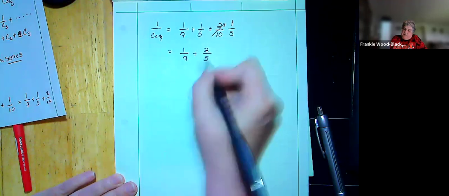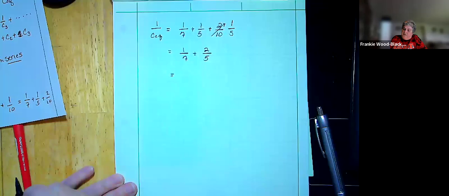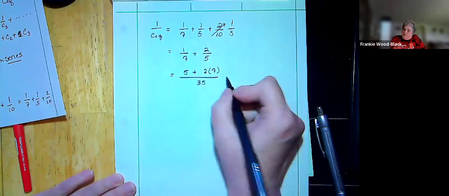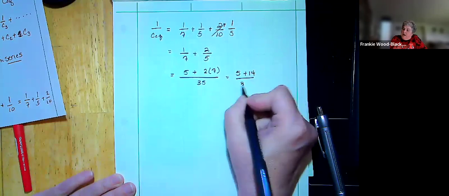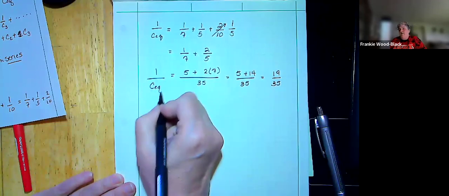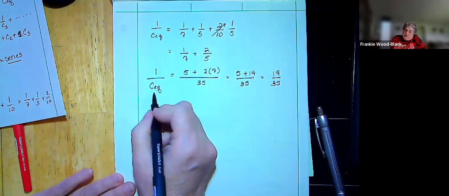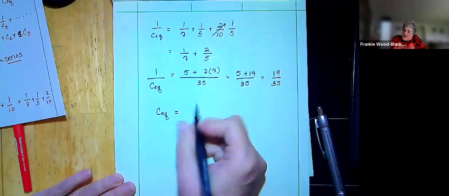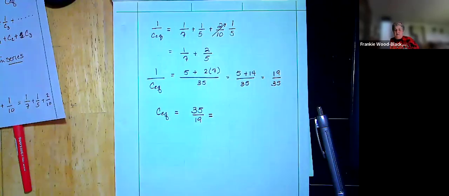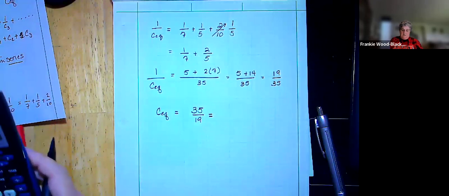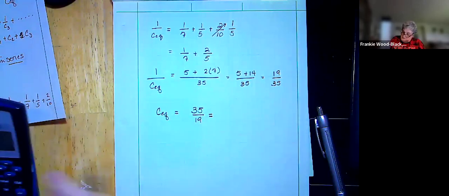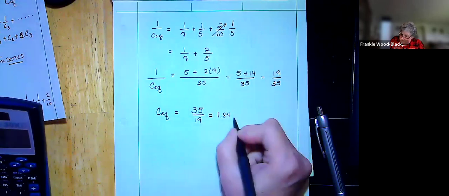Got to get my lowest common denominator. So I'm going to do 5 plus 2 times 7, which is 14, over 35 on the bottom. So I get 19 divided by 35 is 1 over CEQ. But I need CEQ, so CEQ is equal to 35 divided by 19. And when I plug that into the calculator, I get 1.84 microfarads.